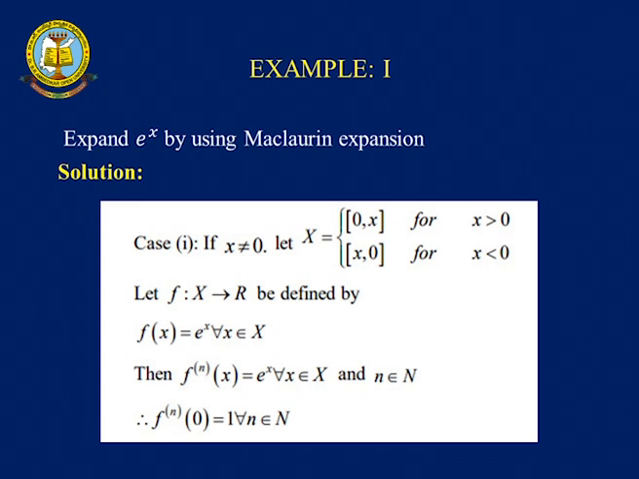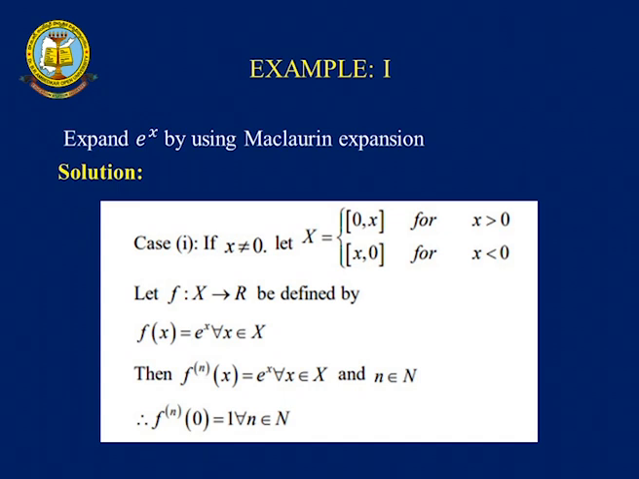f(x) equal to e power of x, and we know that the derivative of e power of x is every time e power of x only. The first derivative is e power of x, the second derivative is also e power of x, the third derivative is also e power of x, and so on. The nth derivative of e power of x is also e power of x. Therefore, f power of n, the nth derivative, is e power of x for all x belonging to capital X and n belonging to capital N.